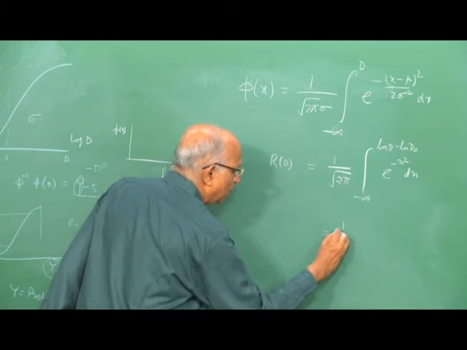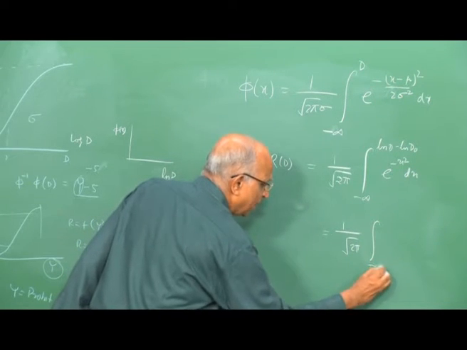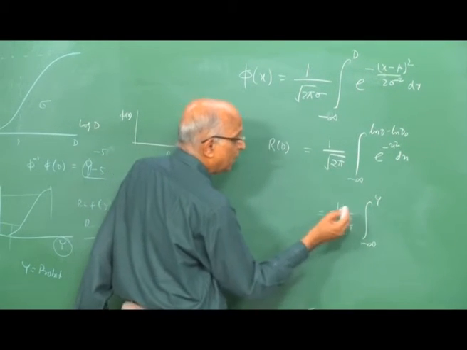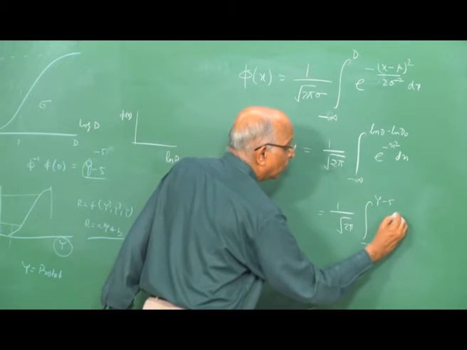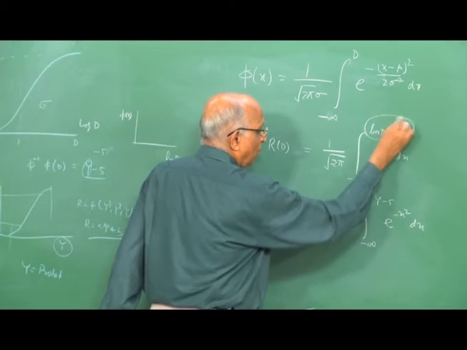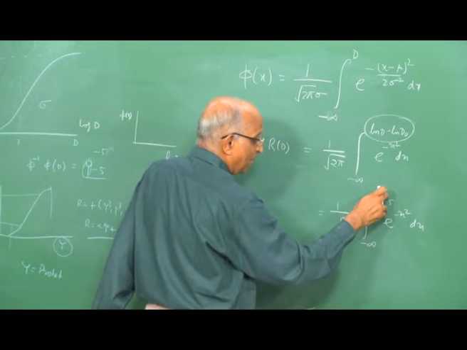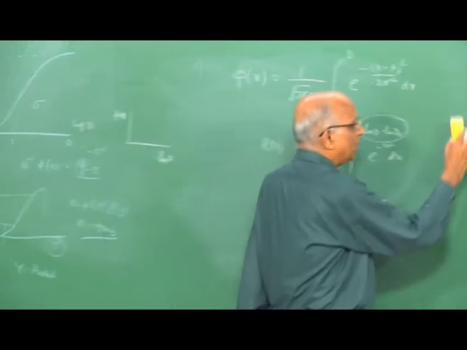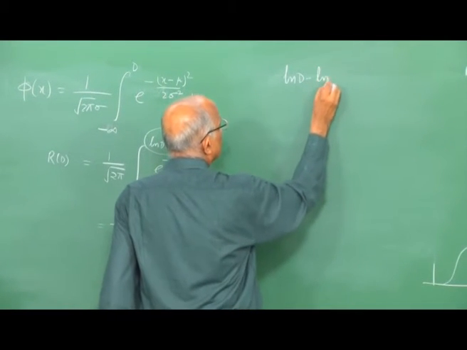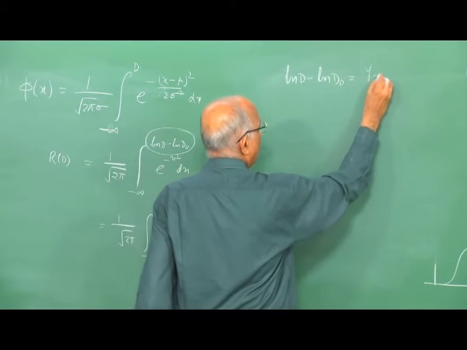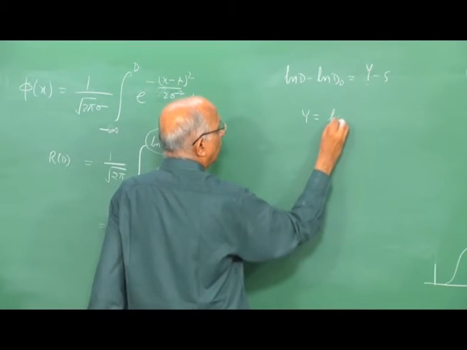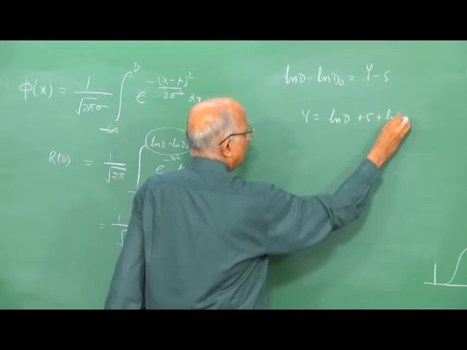And we just now said, well, the cumulative thing can also be written as 1 over root 2 pi, integral from minus infinity up to the value of the probit. This is the type of response I get when my value is y minus 5, of e to the power minus u square du. From this I can also write the value of ln d minus ln d0, which is along the x axis, which is precisely the same as the probit over here. Therefore, ln d minus ln d0 is equal to y minus 5, probit minus 5, and therefore, I can write the value of y as equal to ln d plus 5 minus ln d0.